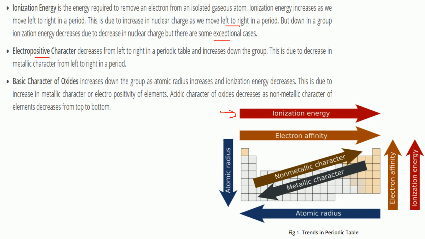The electropositive character decreases from left to right in the table, and increases down the group. Why? There is a decrease in metallic character from left to right in a period. The basic character of oxides increases down the group as atomic radius increases and ionization energy decreases, and this is because of the increase in the metallic character or the electropositivity of the element. The acidic character of oxides will decrease as the non-metallic character of the element decreases from top to down.